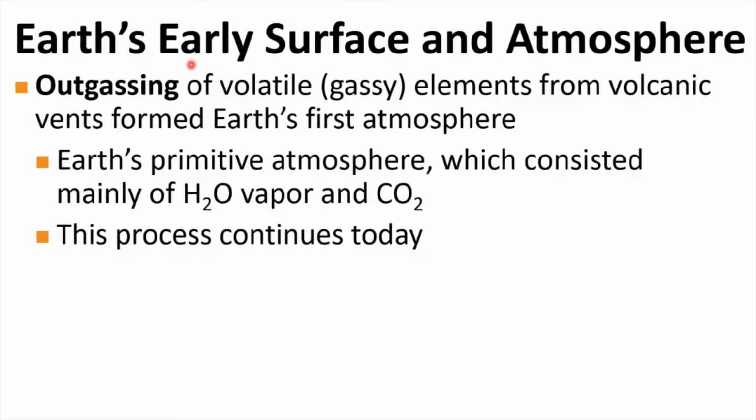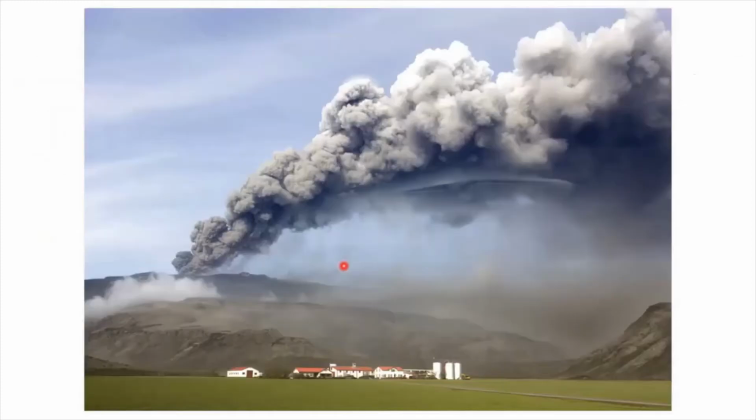What was early Earth's atmosphere like? We know that process known as outgassing. That's those volatile or gassy elements that come out of a volcanic vent. They formed our first primitive atmosphere. And Earth's primitive atmosphere consisted mainly of water vapor and carbon dioxide. Those are the number 1 and 2 gases that are coming out of a volcano. Now, this process still continues today. So during a volcanic eruption, there are pyroclastic material that come out, aerosols, and also gases that are bubbling out of volcanic vents.